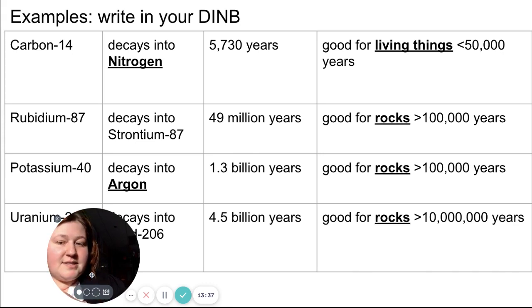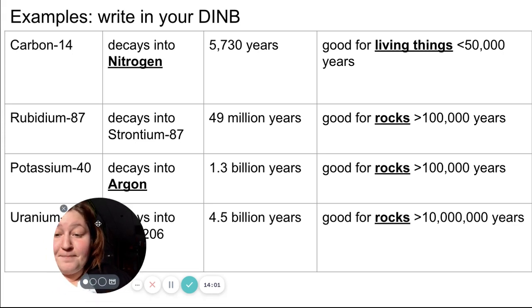Another example, I know I can pronounce this one, is potassium-40. Potassium-40 decays into argon. So this is good for rocks that are still also less than 100,000 years old. But for potassium-40 to decay into argon just one time, right, one half-life, takes 1.3 billion years. So that's a really long time for it to decay.